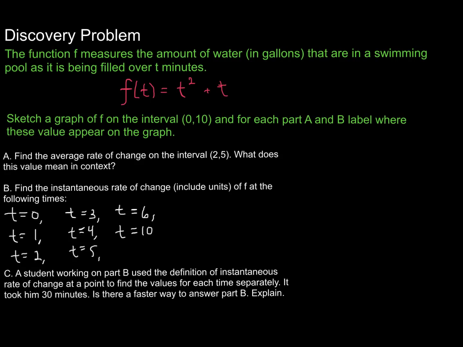All right, so to sort of discover what we are going to talk about today, let's look at an example. So a pretty simple situation here. The function f measures the amount of water in gallons that are in a swimming pool as it is being filled over t minutes. There's your function. Sketch a graph of f on the interval from 0 to 10, and for each part a and b, label where the values you find appear on the graph.